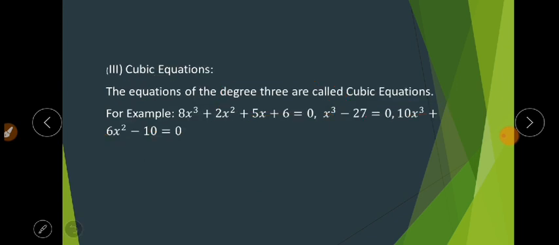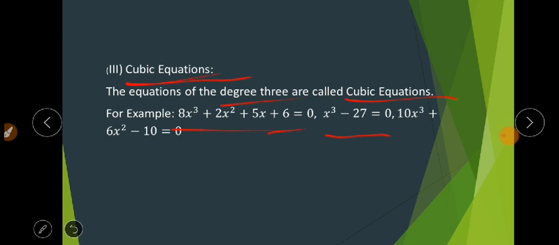Okay, next we have the cubic equation. The equations of degree 3 are called cubic equations. In the name itself they have given cubic, that means the equation should contain cubes. Such equations are termed cubic equations. The example is here: 8x to the power 3 plus 2x square plus 5x plus 6 is equal to 0, or it may also be x cube minus 27. If the equation contains cubes, then it is termed a cubic equation.